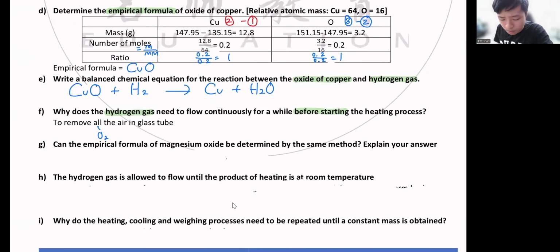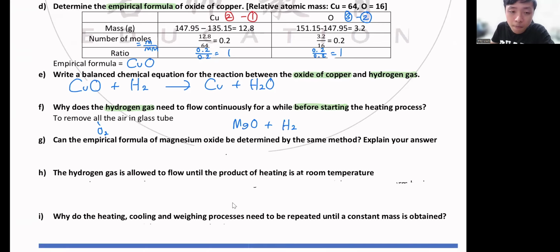And the empirical formula of magnesium oxide. Now, magnesium oxide cannot be done. Can I do MgO plus H2? So the answer is no. Because in this case, in MgO, the Mg is more reactive compared to H2. So the H2 cannot remove the O away. It means forever you stay like this, forever no reaction.